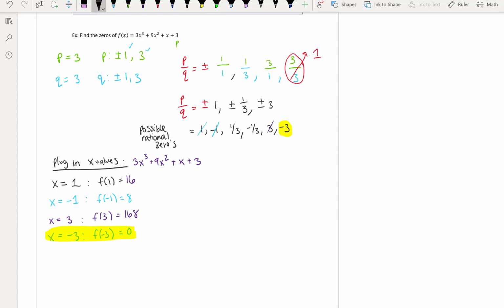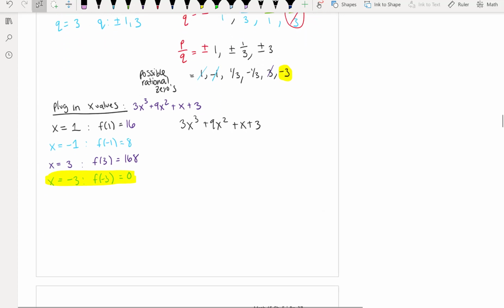Well, that's fantastic. So now I know that this 3x cubed plus 9x squared plus x plus 3 is going to factor. And I want to know exactly what the factors are going to be. So, since I already know that negative 3 is going to be a 0, I'm just going to do my synthetic division. I'm going to see what I get. So remember, I have 3, 9, 1, and 3. So when I bring that down, I'm going to have a negative 9, which is a 0. That's 1.